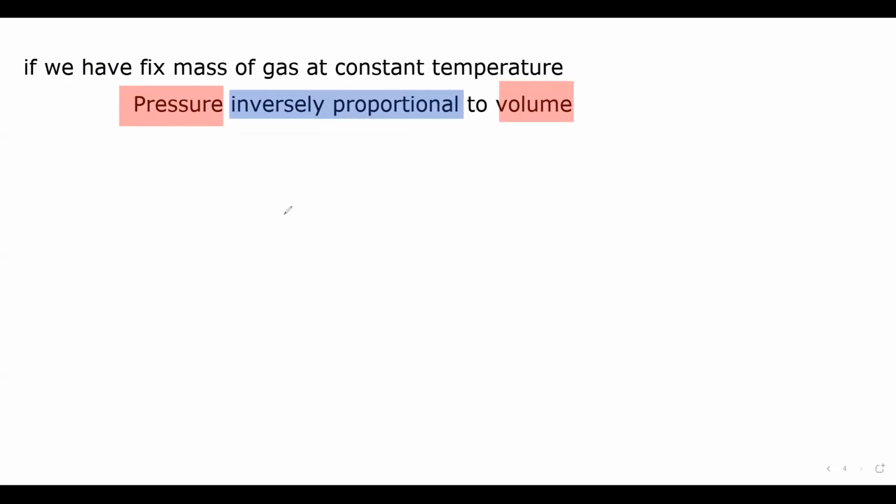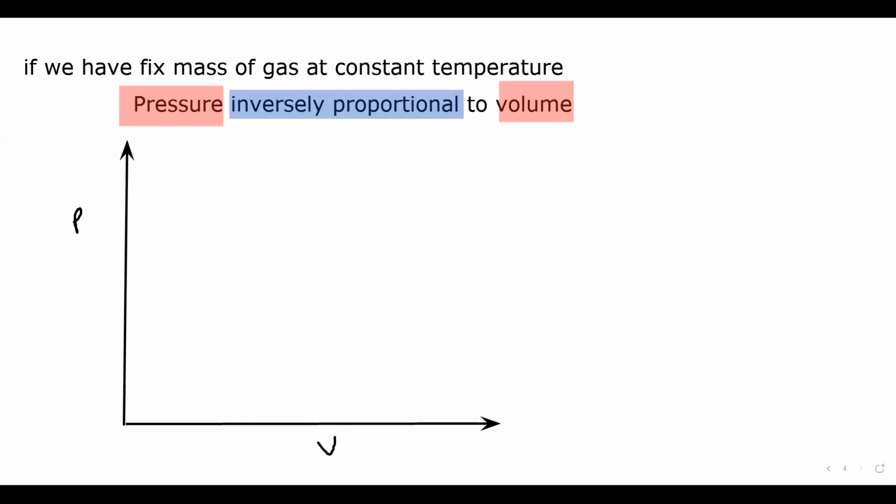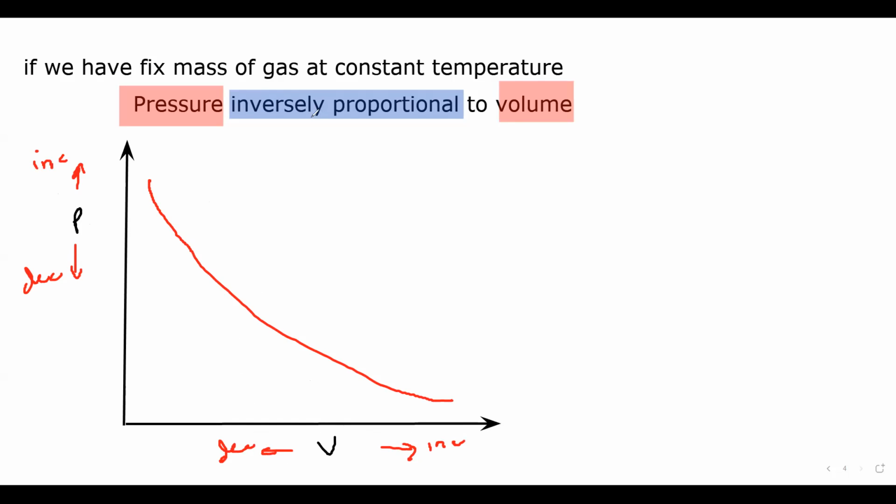How can we represent an inversely proportional quantity? With a graph. If you remember, I told you whenever the graph is for inversely proportional quantities, so if we have pressure on the y-axis and volume on the x-axis, it will always be a curve. And what it shows, you can see, if the volume is increasing, the pressure is decreasing. And if the pressure is increasing, the volume will decrease. So it means they are inversely proportional.